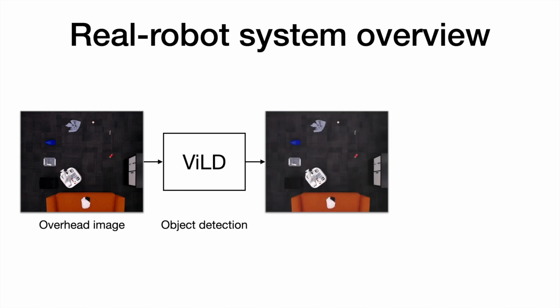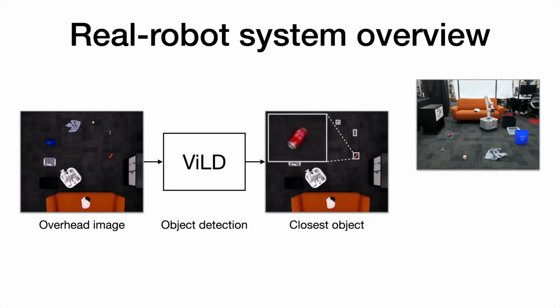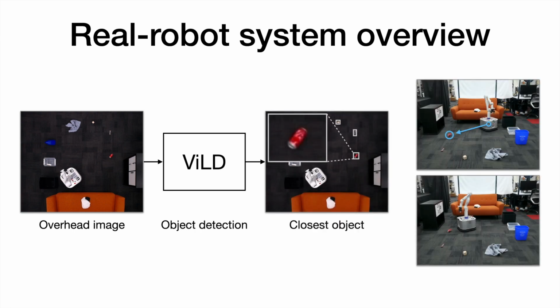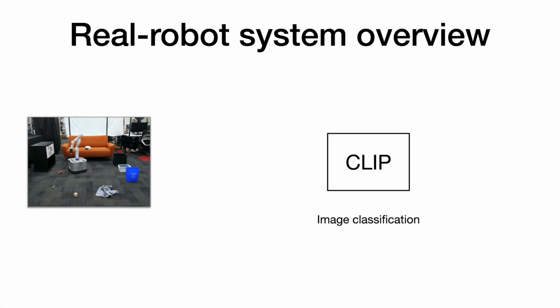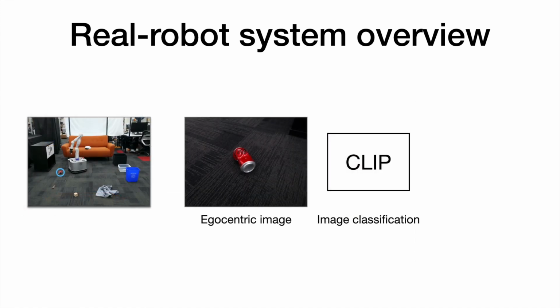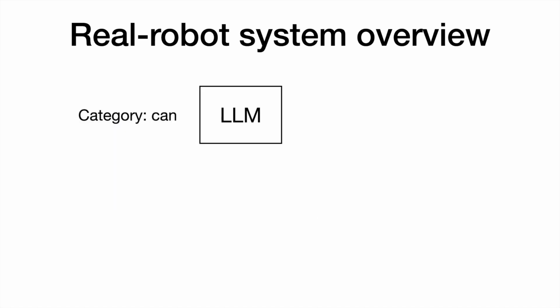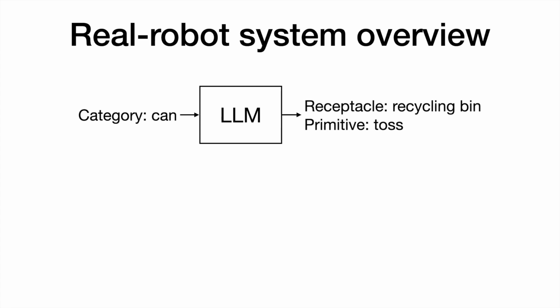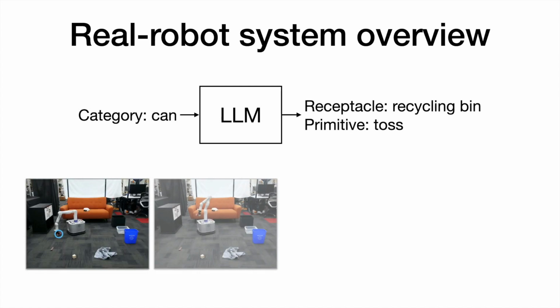First, we give an overhead image to ViLD to find the closest object, which the robot will move towards. Once the robot reaches the object, it will get a close-up image, which is given to CLIP to identify what the object is. The object category is used by our language model summarization approach to determine where to put the object and also how to manipulate it. The robot will then execute the selected primitive.